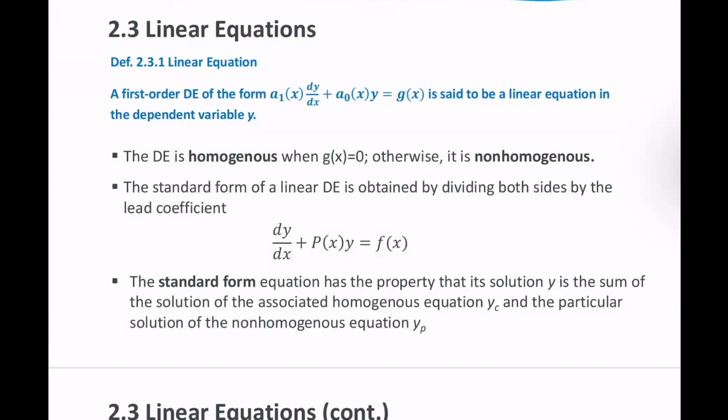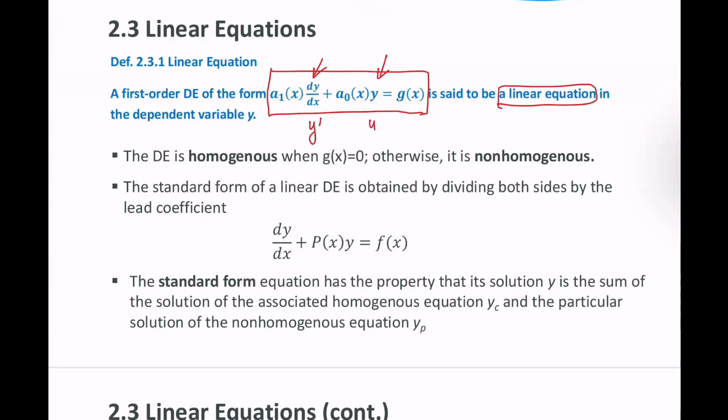Okay, 2.3 linear equations. A first order differential equation of the form a1(x) dy over dx plus a0(x) y equals g(x) is said to be a linear equation. So this is basically y prime, this is y, and there's no y on the right hand side. So that is the linear equation.